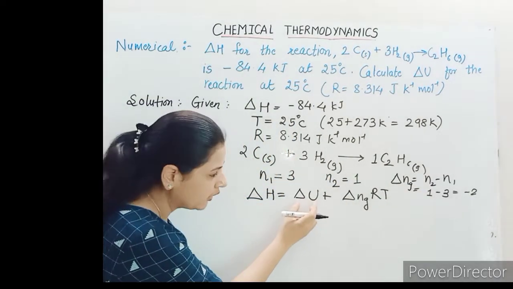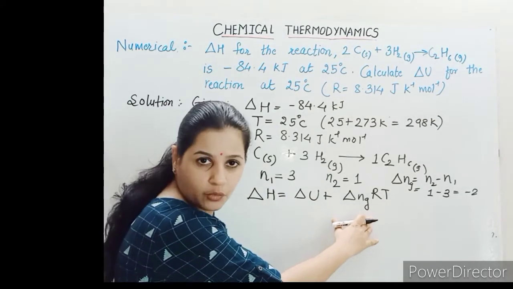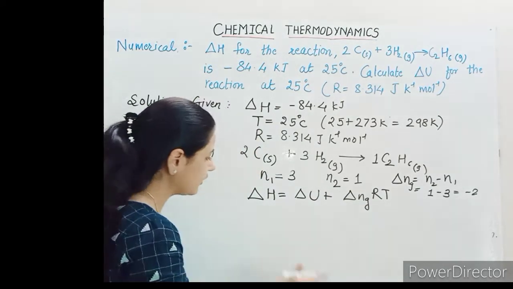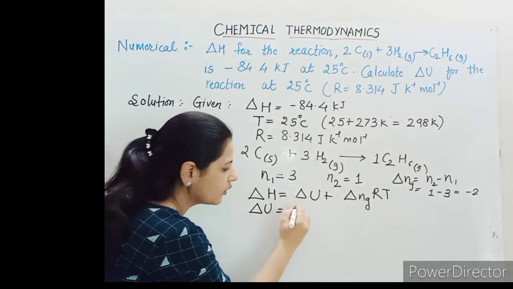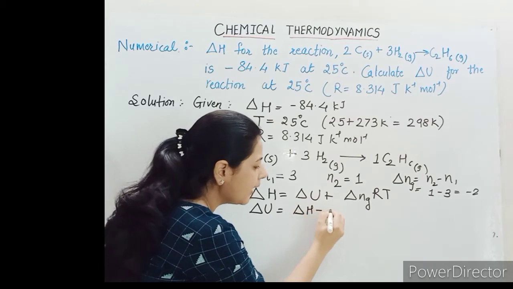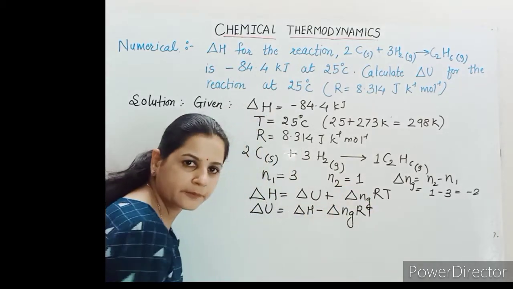Now since we have to calculate delta U, let us keep delta U on the left hand side and take the other entities on the right hand side. So delta U is equal to delta H minus delta Ng into RT.